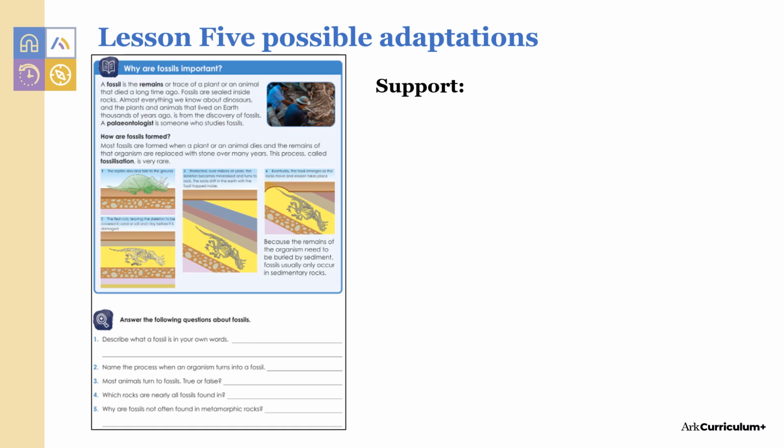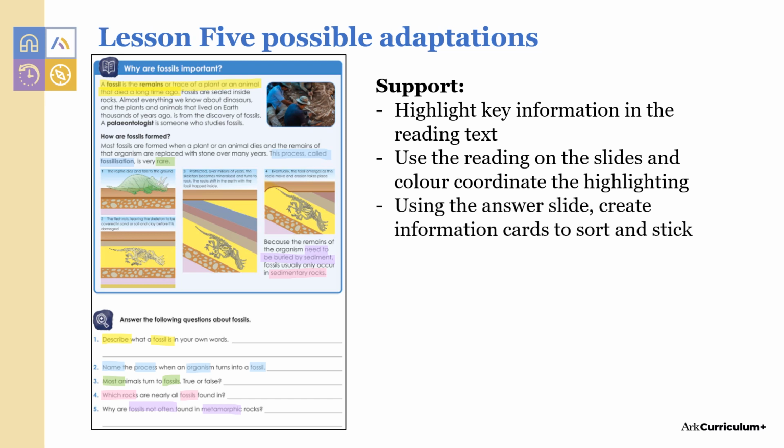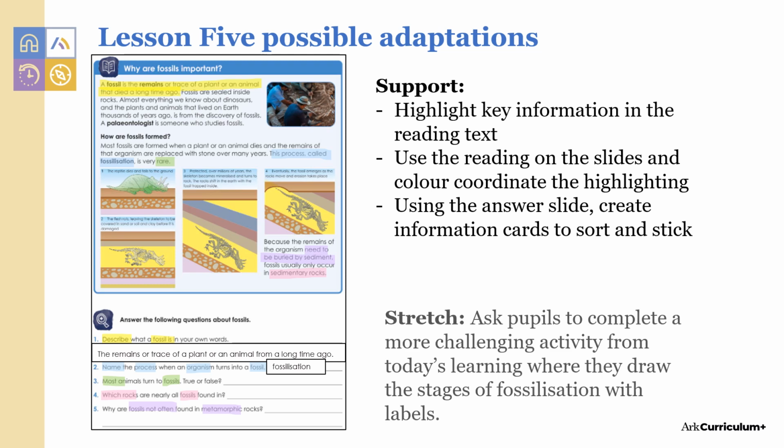In Lesson 5, pupils need to read the information about fossils and answer the question. You could highlight the key information in the reading text, or again, you could use the reading on the slides and colour coordinate that highlighting. Using the answer slide, you could create information cards to sort and stick. And to stretch pupils, ask pupils to complete a more challenging activity from today's learning, where they draw the stages of fossilization with labels.